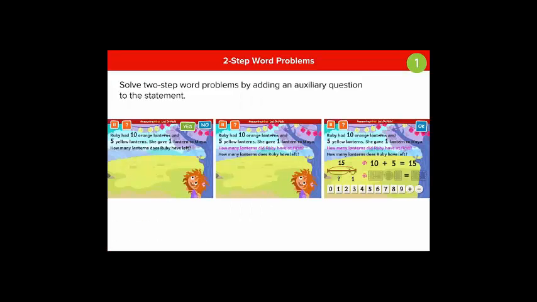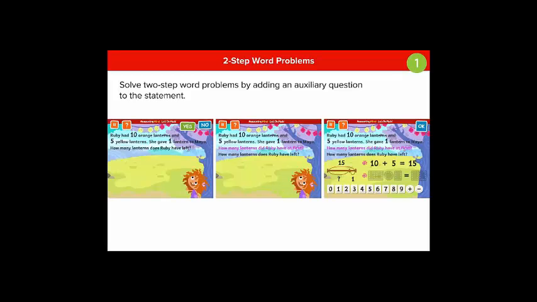So the next step in the progression is to insert the auxiliary question. So Ruby had 10 orange lanterns and 5 yellow lanterns. She gave 1 lantern to Maya. How many lanterns does Ruby have left? And so in order to solve that question, you need this auxiliary question. How many lanterns does Ruby have at first? So we just add that in.